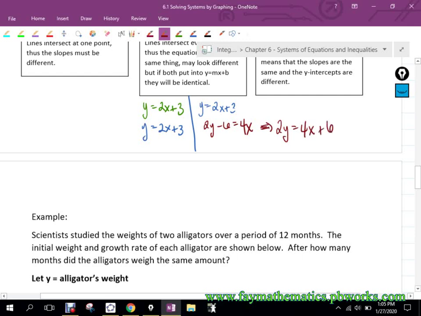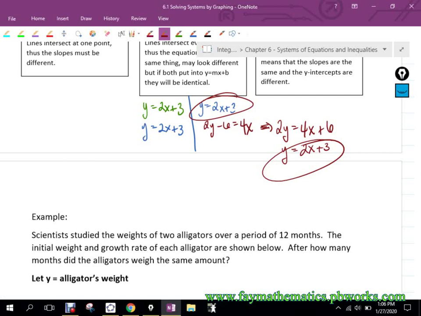Now what? Divide everything by 2. Does it really give me the same thing I started with? That kind of makes sense? So even though they're going to give me one version, y equals 2x plus 3, and the other version, 2y minus 6 equals 4x, they are indeed the exact same equation. Is that okay with everybody? So they're going to give you those types of things.